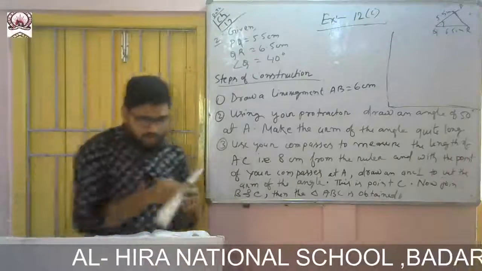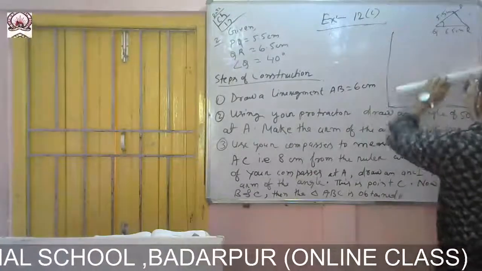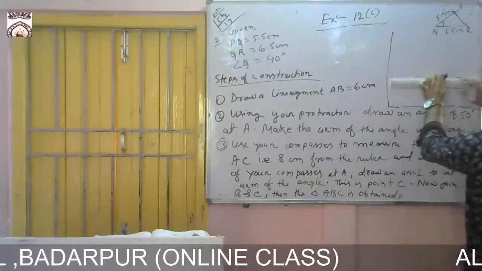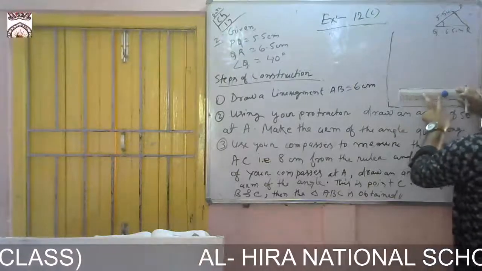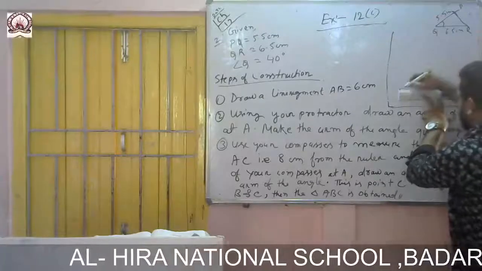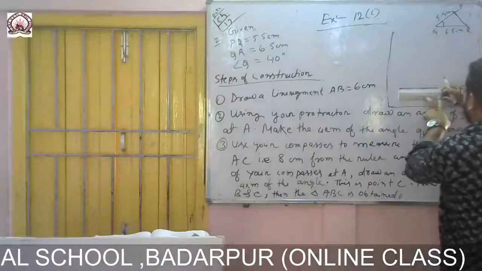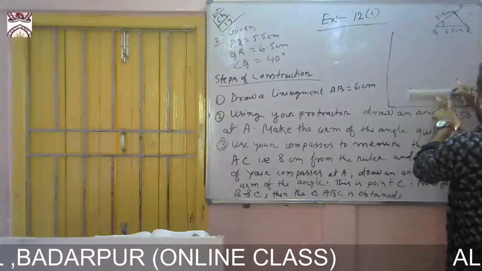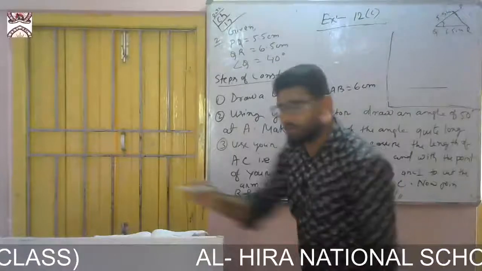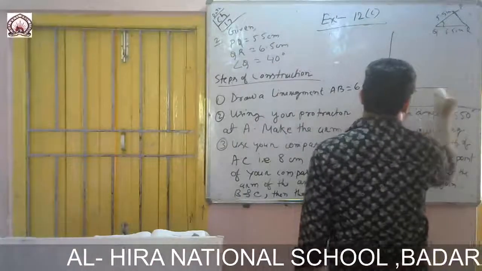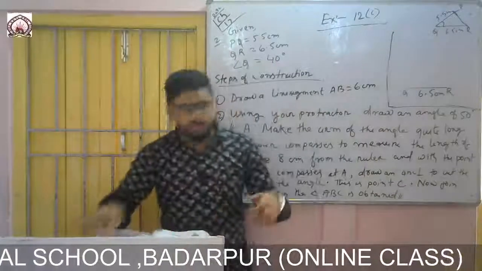So for that, let us draw QR first. QR equals to 6.5, because we need to draw angle Q. So write QR equals to 6.5 centimeter.